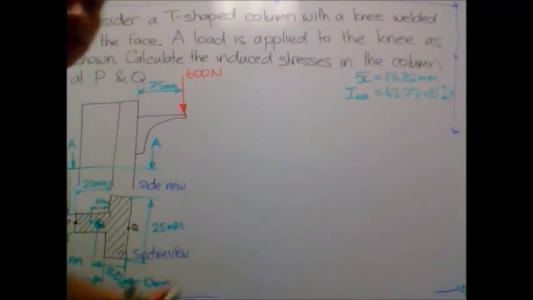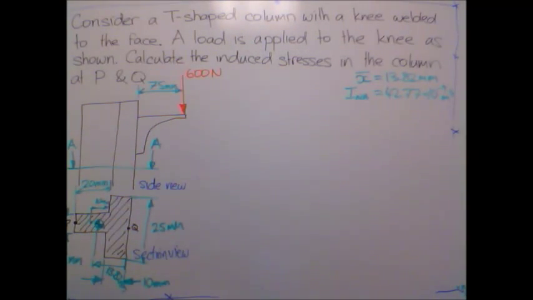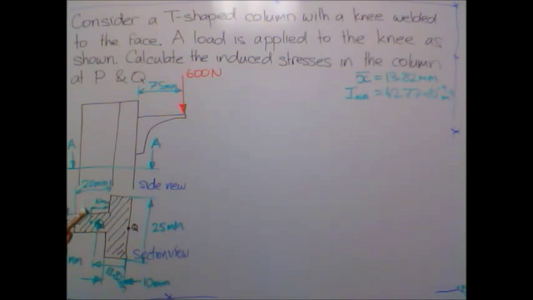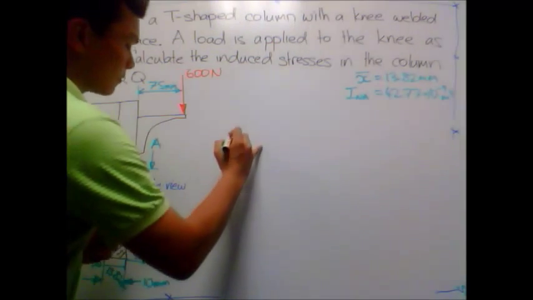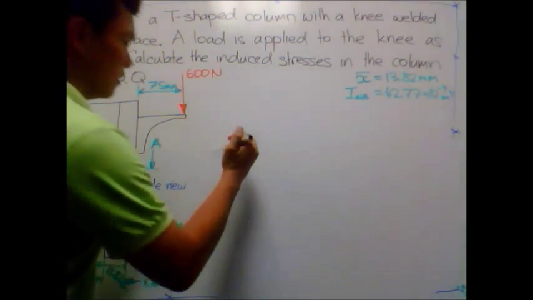Alright. Okay, so now that I've got my I around the neutral axis, I can try to determine the stress at, actually no, first before I do that, I'll determine the forces acting on my cross section. So here's a picture of my cross section again in a 3D view.